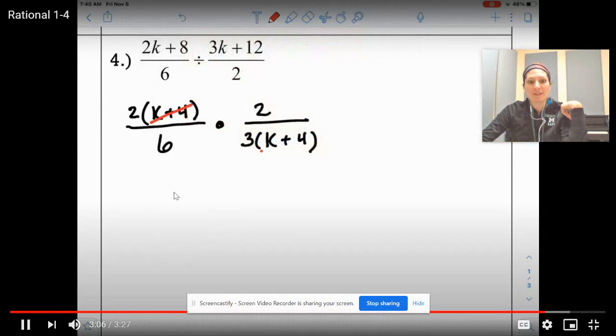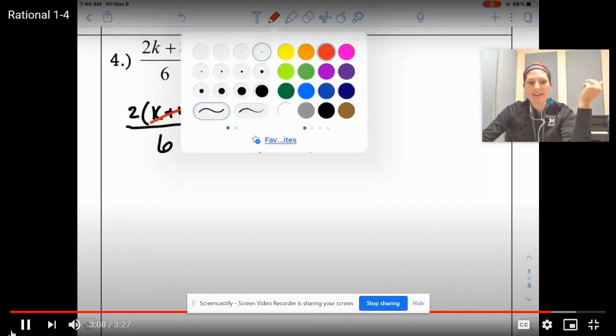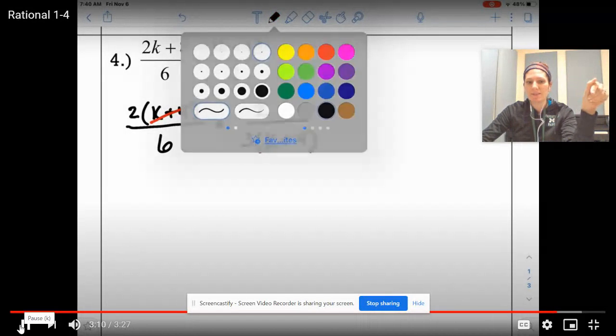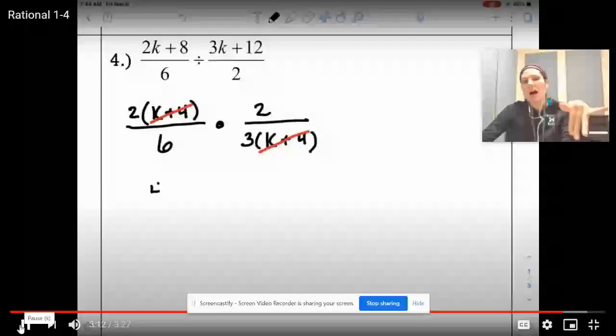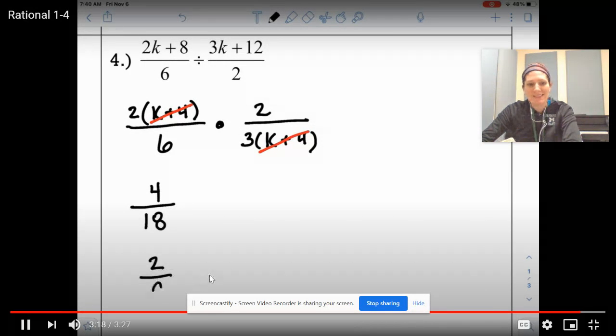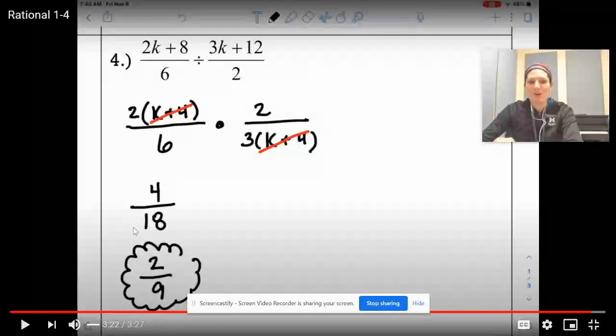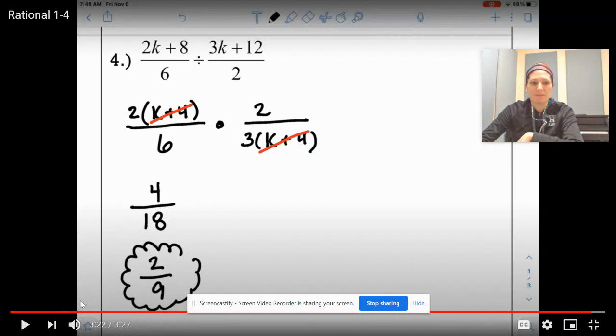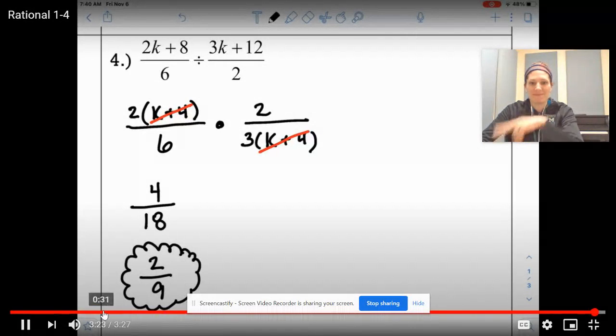Factors can cancel, and now technically you could have also simplified your numbers here. I often prefer to condense it then simplify. That's just personal preference. Just make sure that your answer is simplified all the way. So 4/18, you can keep going. And that's it.